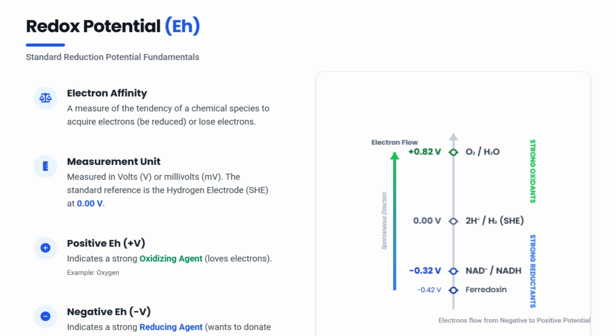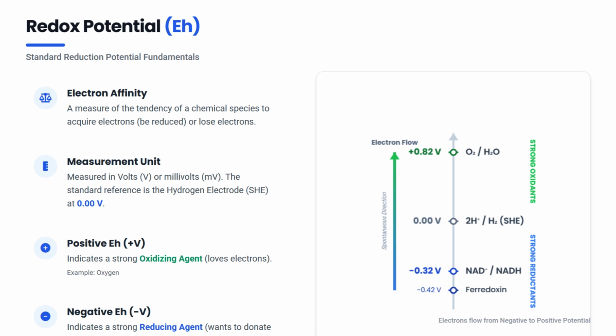The standard reduction potential measures a chemical species' electron affinity, its tendency to acquire or lose electrons. It's measured in volts with the standard hydrogen electrode, or SHE, as our 0.00 volt reference. A positive EH value indicates a strong oxidizing agent like oxygen, which loves to grab electrons. A negative EH indicates a strong reducing agent, which wants to donate electrons.